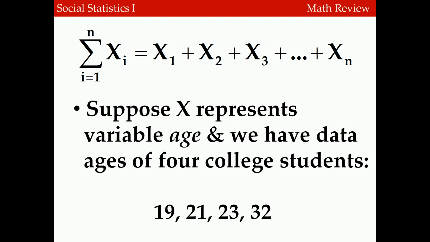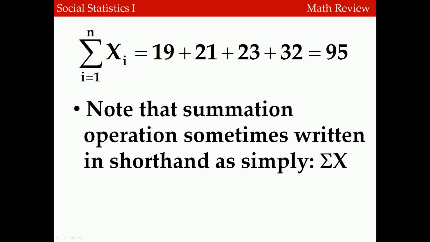If we saw something like this, the sum of x sub i from i equals 1 to n, that tells us to take each value of x, x1, x2, x3, all the way to xn, and add them all together. As a concrete example, let's suppose that x here represents some variable like age, and we have the ages of 4 college students who are age 19, 21, 23, and 32. The summation operation would tell us to just add the 4 ages together. So here n would equal 4, and we're going to take the sum from the first to the 4th case. We're going to add 19, 21, 23, and 32, and we're going to get a value of 95.